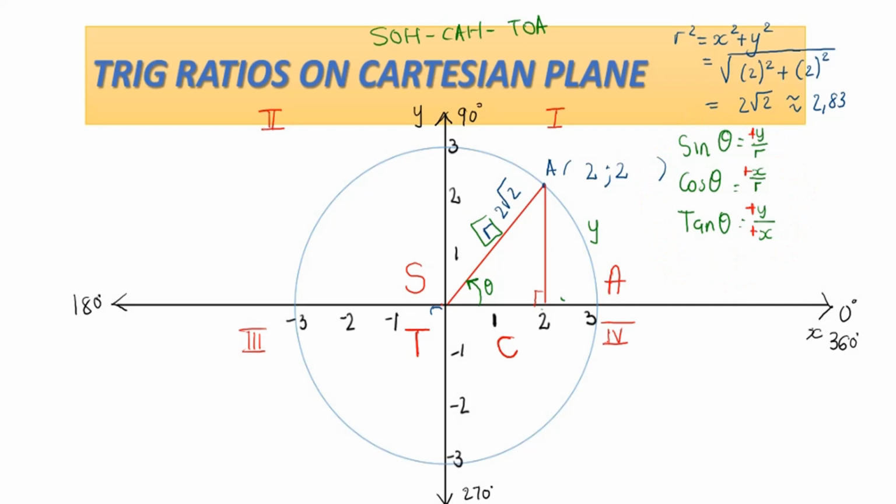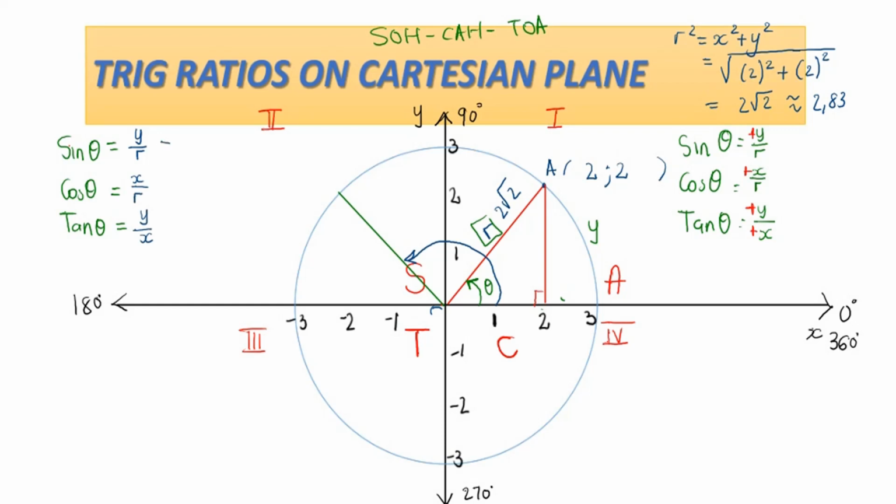Let's have a look at the second quadrant. We would measure our angle theta from the positive x-axis all the way to that line there. So that would be our angle theta. In this quadrant, we know that sine of theta is still y over r, cos of theta is still x over r, and tan of theta is still y over x.